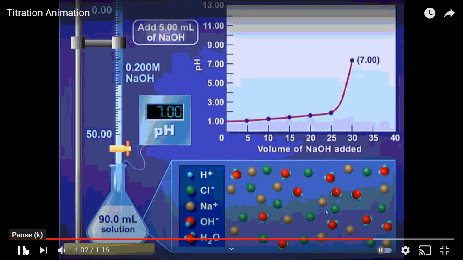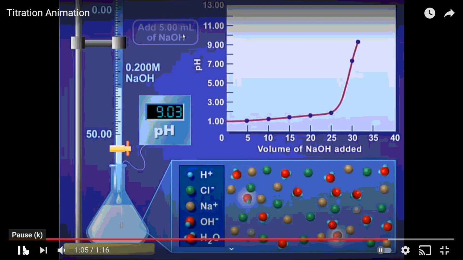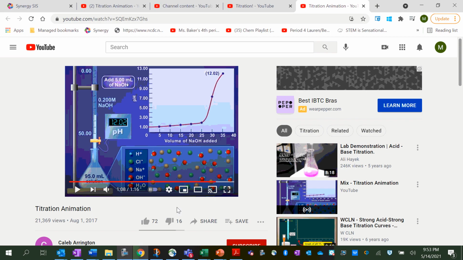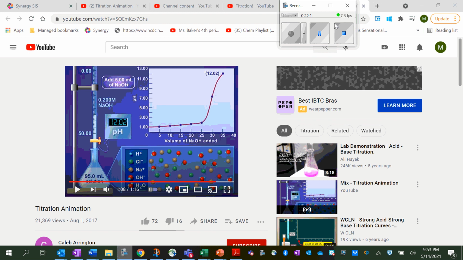And then as you add a little bit more, now you made it basic because there's extra OH minuses in the solution. And so now the pH is much higher than 7. And this would all turn pink. I wish they would have turned it pink in here so that you could see that that little extra hydroxide changes the indicator. But that is an overview of titrations.